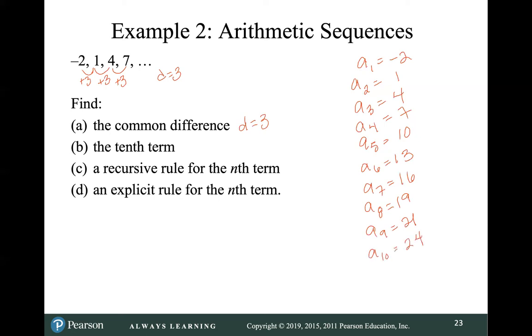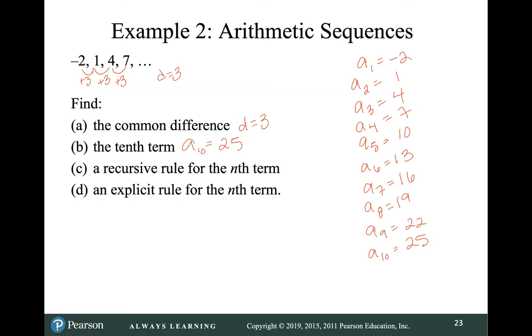Hopefully I didn't make any mistakes there, right? 10, 13, 16, 19, nope. Something didn't look right. It's actually 22, not 21, right? 19 plus 3 is 22, and then plus 3 is 25. Okay, so A sub 10, the 10th term, is 25.